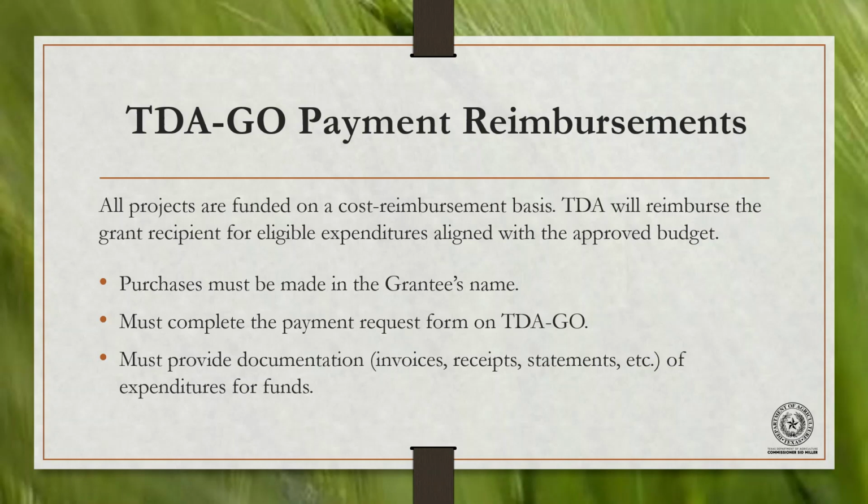All projects are funded on a cost reimbursement basis. TDA will reimburse the grant recipient for eligible expenses aligned with the approved budget, but the purchases must be made in the grantee's name. Also, you must complete the payment request form in TDA-Go and provide documentation, such as invoices, receipts, and statements of the expenditures for funding.